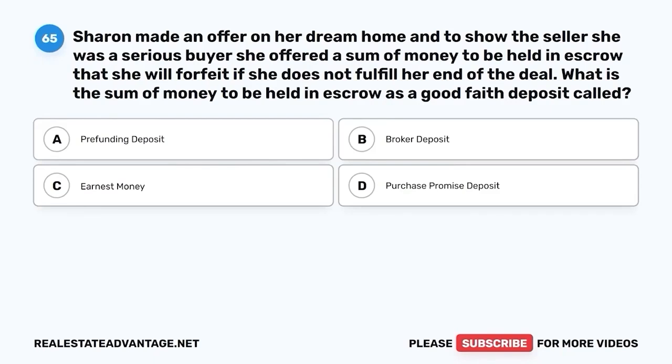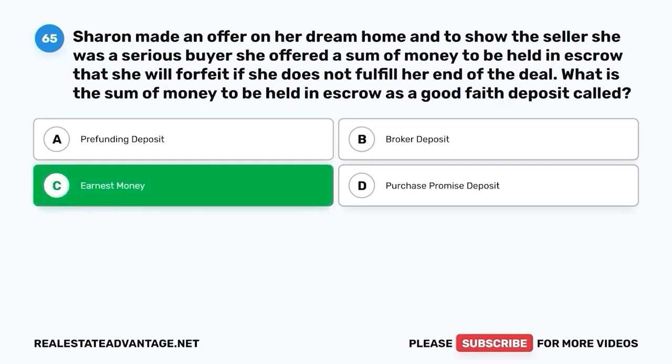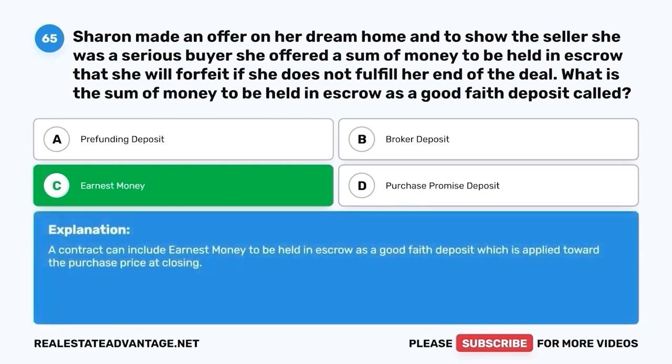Question 65. Sharon made an offer on her dream home, and to show the seller she was a serious buyer, she offered a sum of money to be held in escrow that she will forfeit if she does not fulfill her end of the deal. What is the sum of money to be held in escrow as a good faith deposit called? A. Pre-funding deposit. B. Broker deposit. C. Earnest money. D. Purchase promise deposit. The correct answer is C, earnest money. A contract can include earnest money to be held in escrow as a good faith deposit, which is applied toward the purchase price at closing.